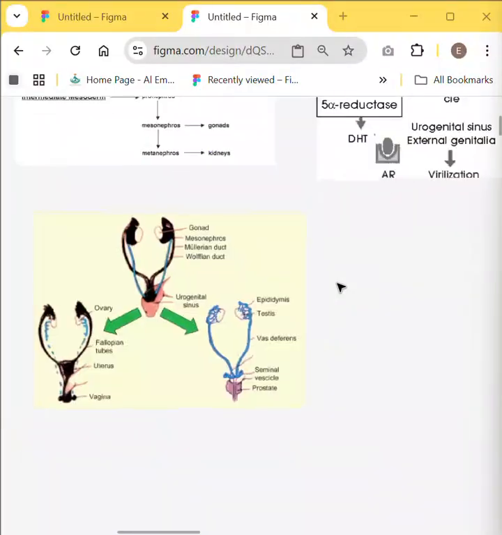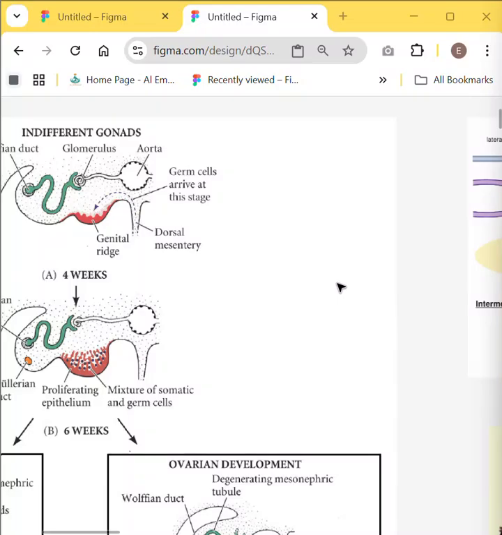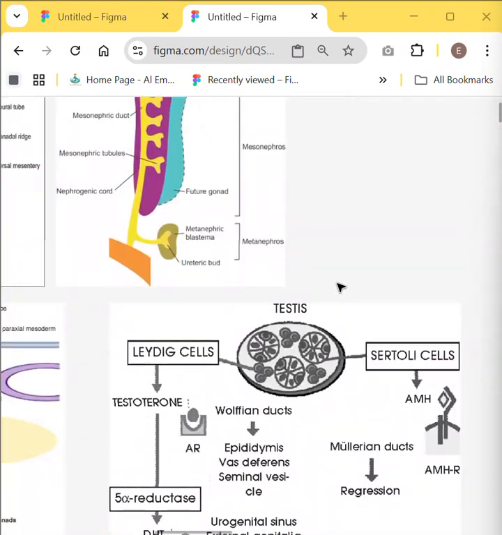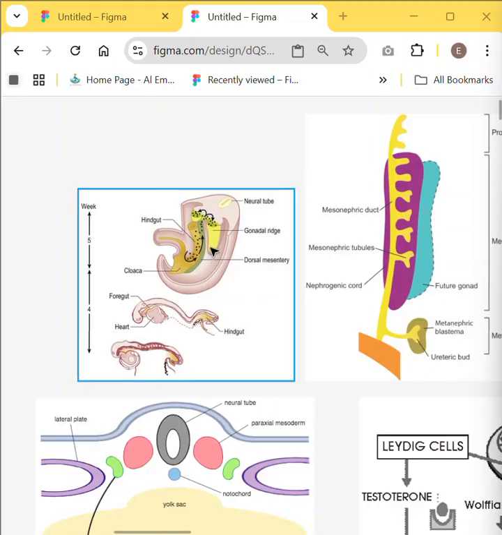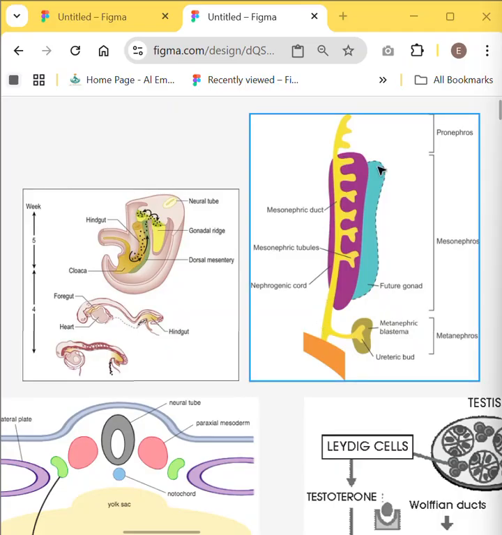Okay, I can't seem to find the genital tubercle here. It's lost, I guess. So this gonadal ridge ultimately becomes the genital tubercle. Or let me find a picture of it.